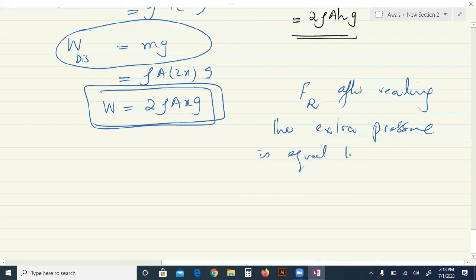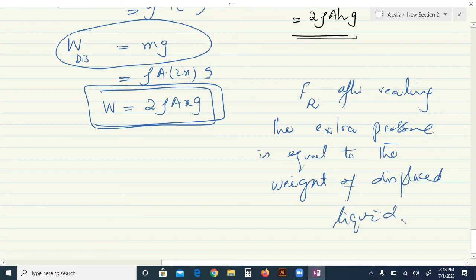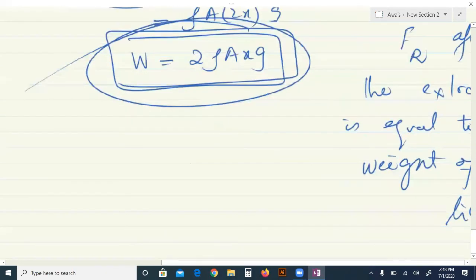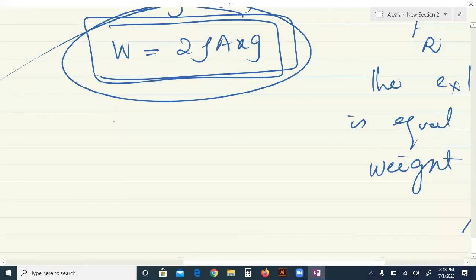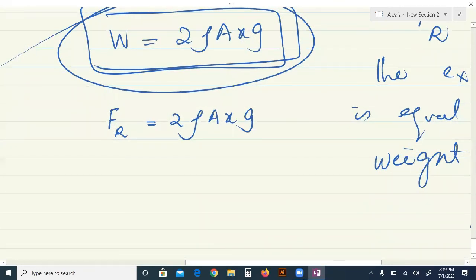is equal to the weight of the displaced liquid. So what is the displaced liquid weight? This is the weight, because this is what was left. Now, this is equal to the resultant force. So we can write resultant force is equal to 2 rho A x g. Now this displaced liquid will exert a resultant force, and due to this resultant force, the whole liquid in the tube will oscillate left, right. So this is unbalanced. It produces acceleration in the whole liquid. It is the restoring force.